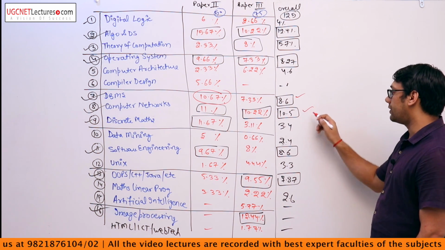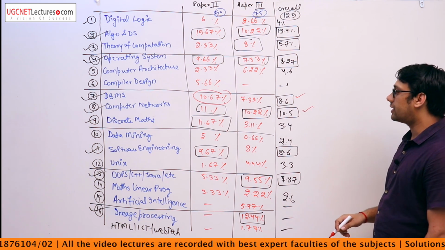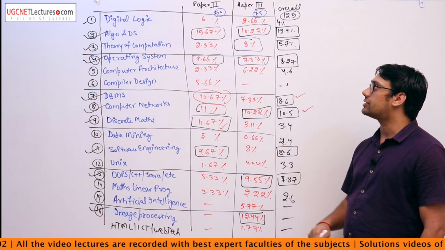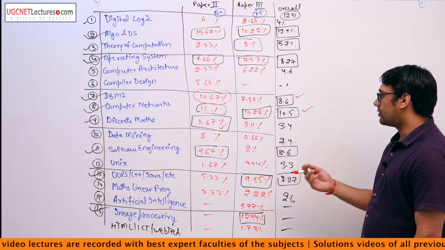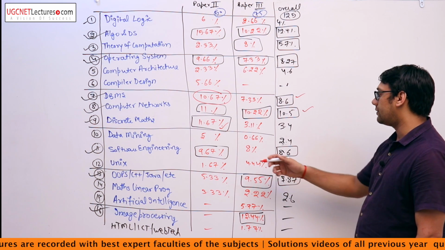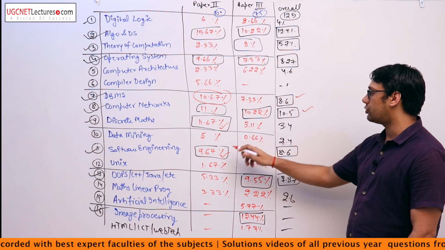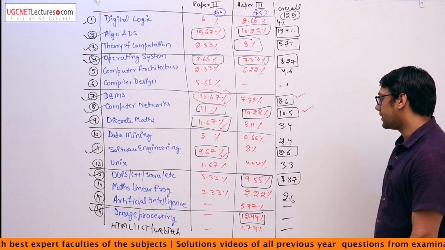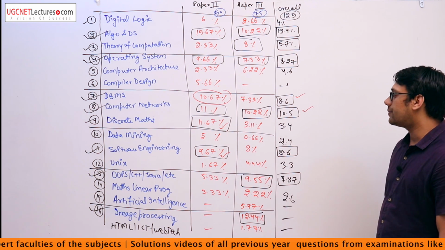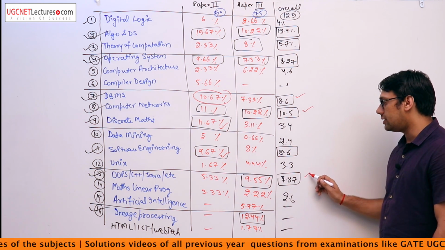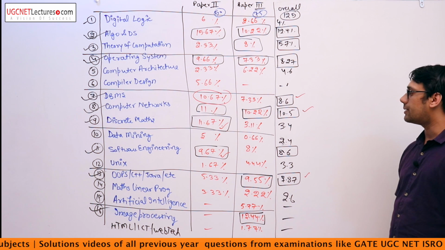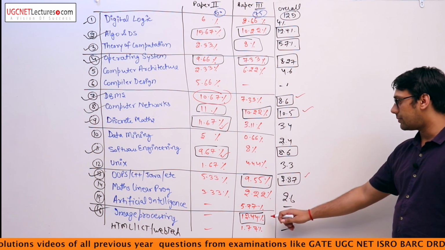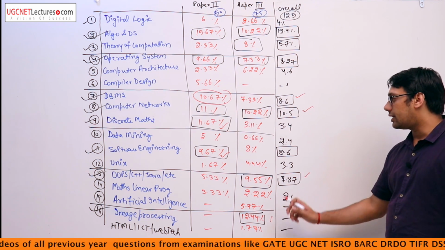Computer networks is one of the very important subjects here, and discrete mathematics is also very important, because it is there in paper 2. It is of 11.67% marks, and then software engineering is also very important. There is not much difference in paper 2 and paper 3. Okay. For OOPS, C++, Java, this is mostly there in paper 3. And then the next important subject is image processing, and these subjects.